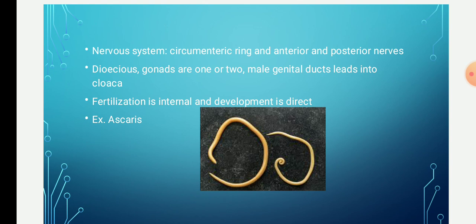In our last lecture, we will discuss the economic importance of the Nematoda, especially the class 5 Nematoda, which includes Ascaris, then Wuchereria, Ancylostoma, and others, which are parasites or cause diseases in human beings. So we will study all this in detail in our next class.